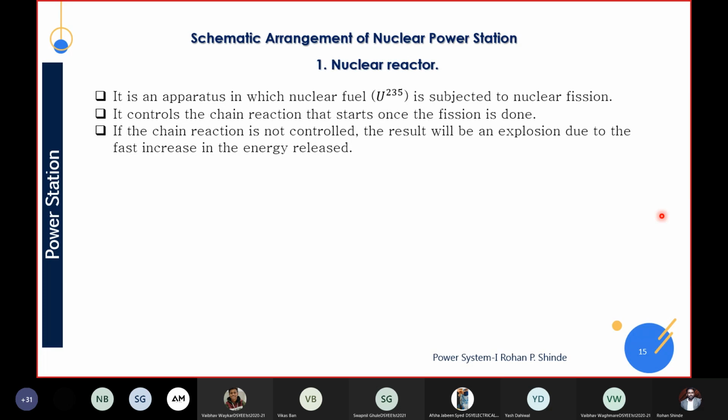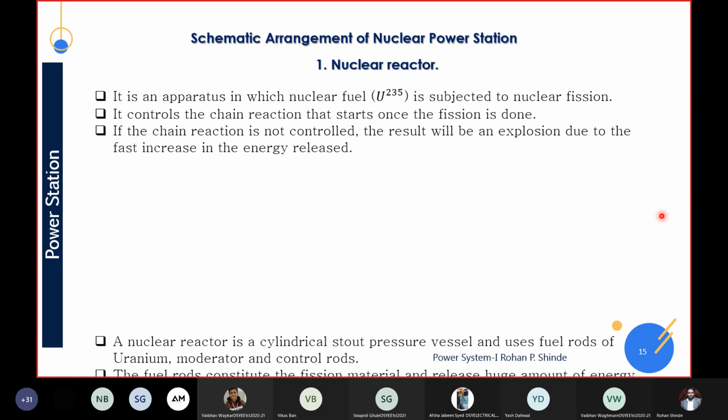It will control the chain reaction, right? If the chain reaction is not controlled, it can produce an explosion in the power station, due to the fast increase in the energy released.